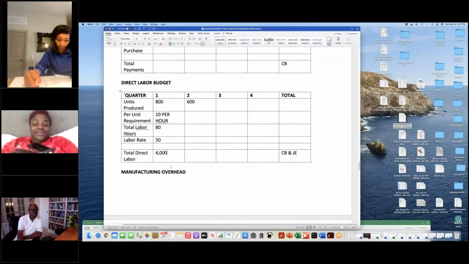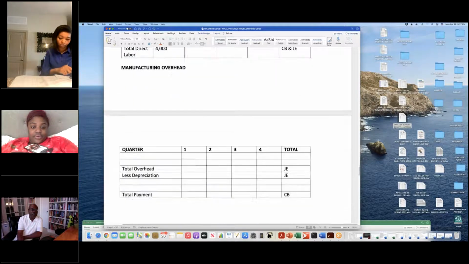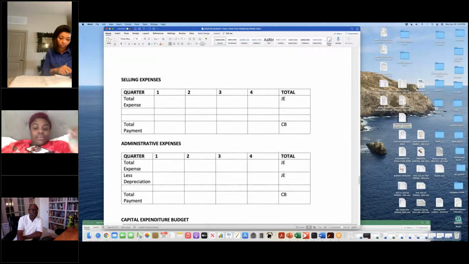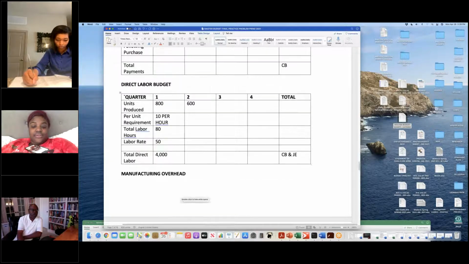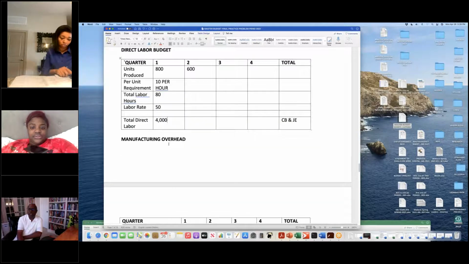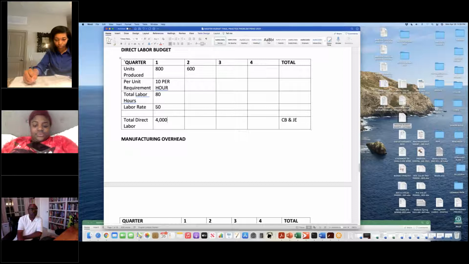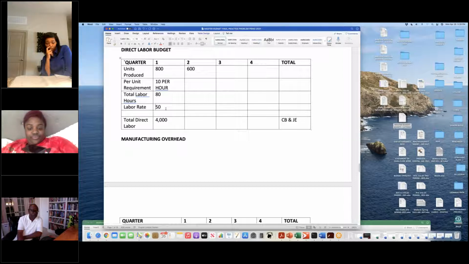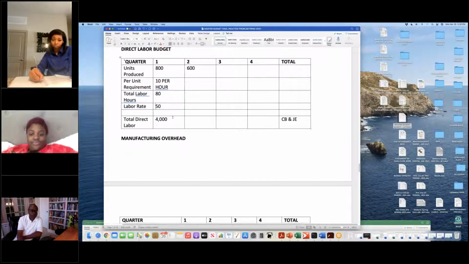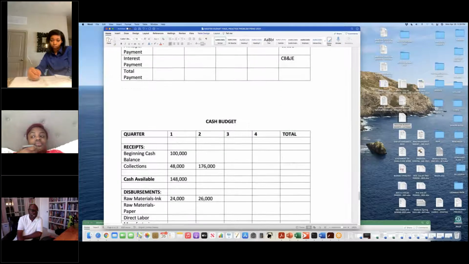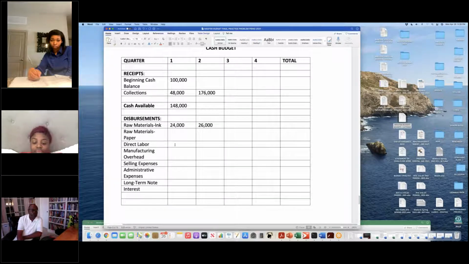The total direct labor, we bring it down to the cash budget. Yes. I was saying the labor rate is 50, but not five? Nope, the unit cost is five. If you were working 80 hours, would you want $5 or $50 an hour? 50. Okay, so the 4,000 comes down here.